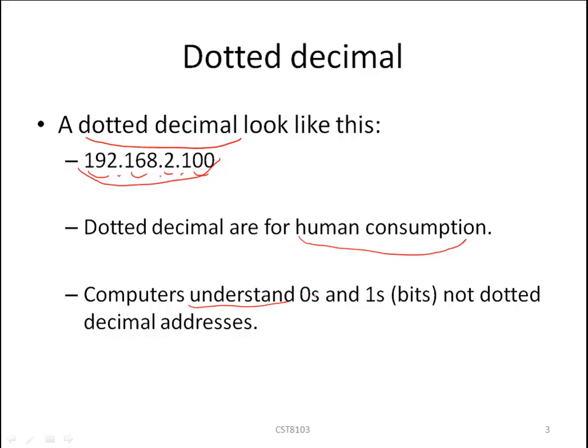Computers understand zeros and ones. Computers do not understand dotted decimal addresses. When you enter an address through an interface on a computer, you may enter a dotted decimal address, but that address is not stored in that format. It is converted by the computer into zeros and ones, into its equivalent 32-bit address.